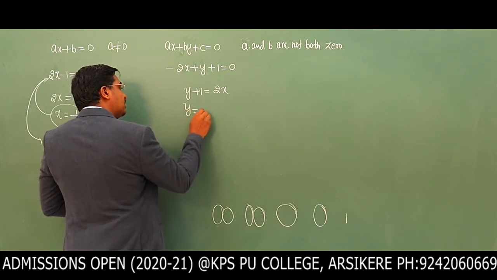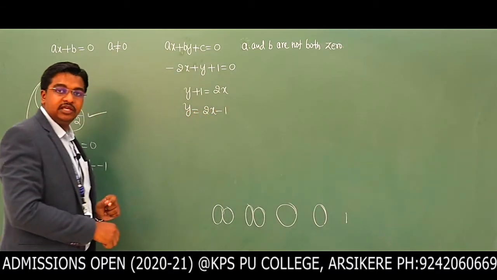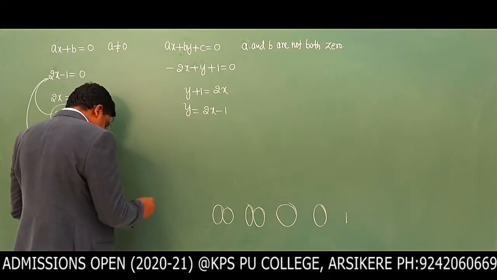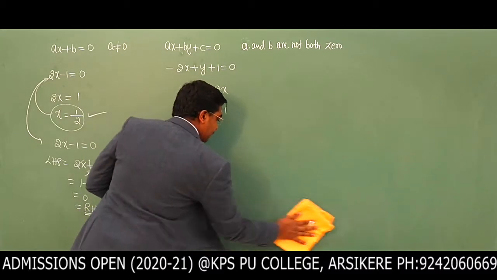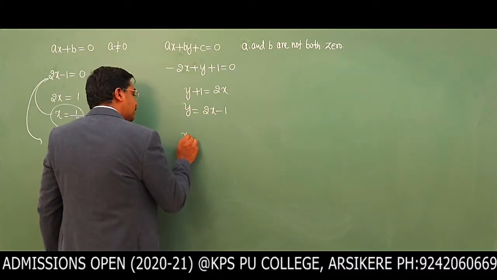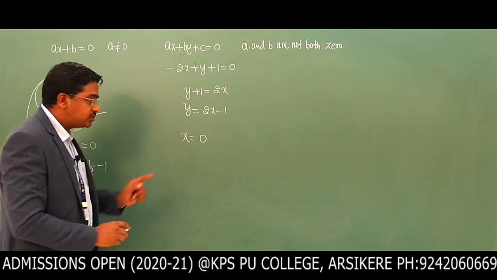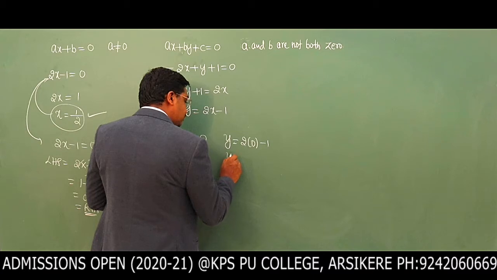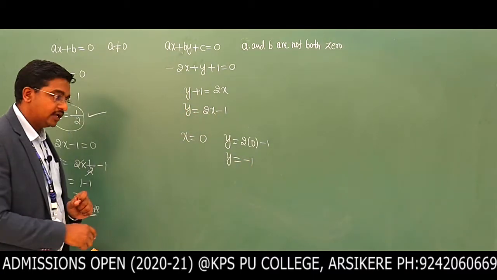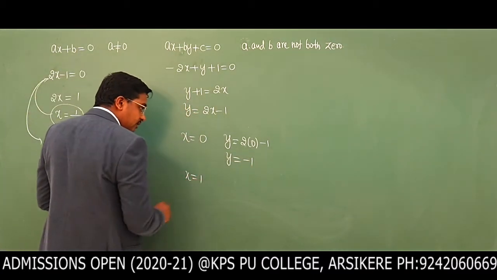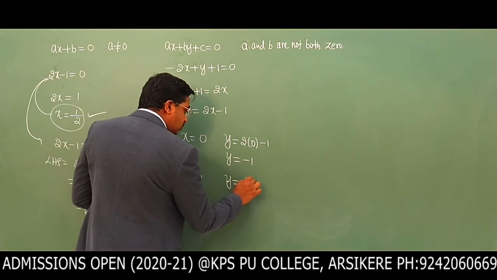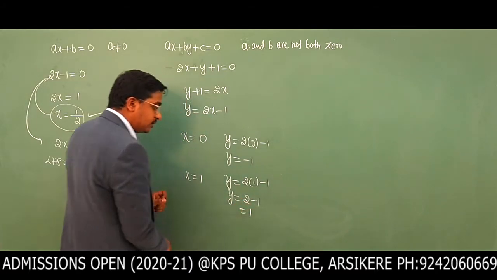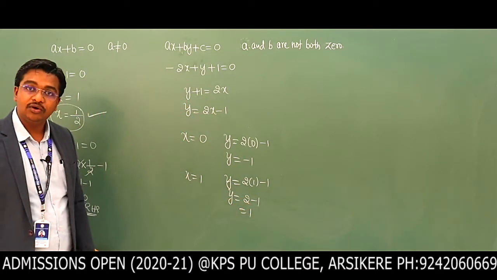y is equal to 2x minus 1. I will substitute x is equal to 0. So what about the y value then? y is equal to 2 into 0 minus 1, which reduces to minus 1. Substitute x is equal to 1. So y is equal to 2 into 1 minus 1, that is y is equal to 2 minus 1, we are left with 1. x is equal to 1 and y is equal to 1.